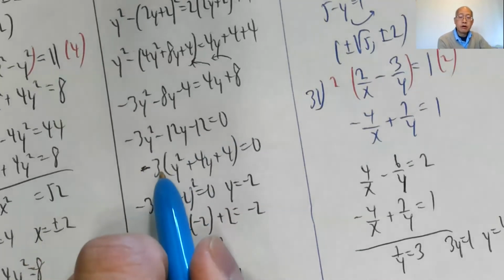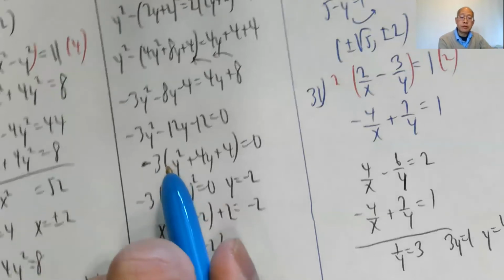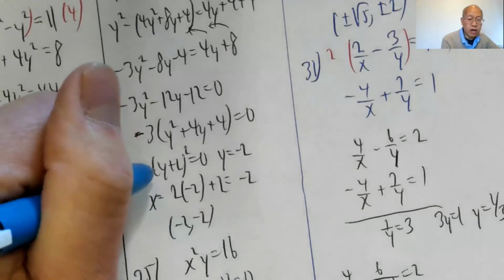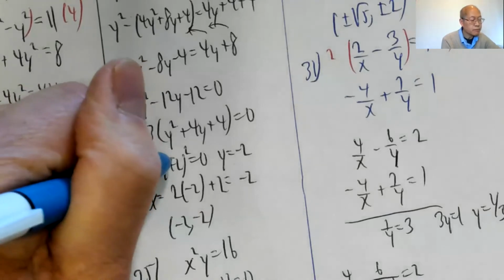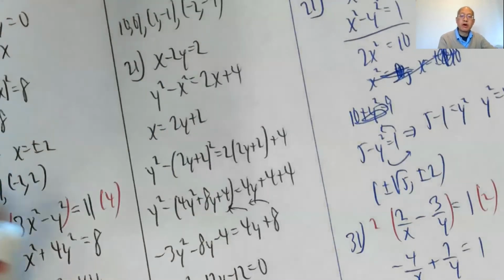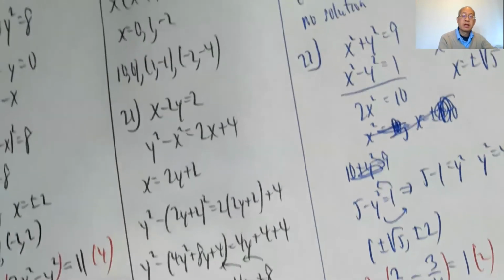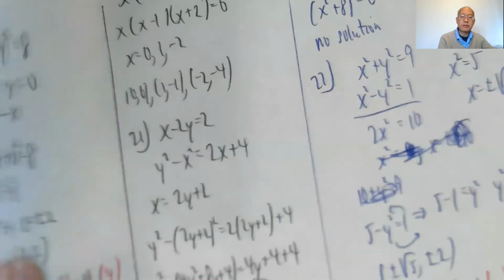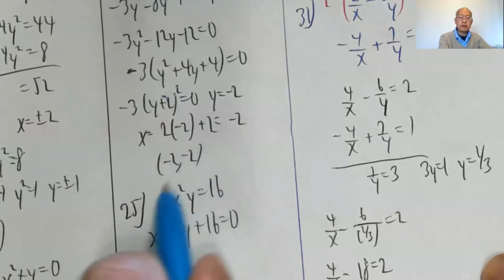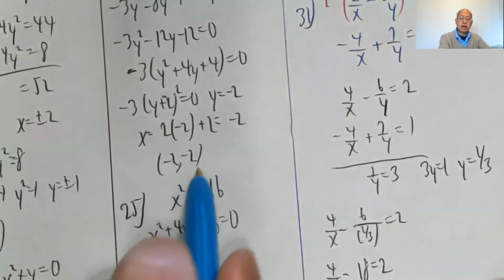Factor out a negative 3. That gives me y squared plus 4y plus 4 equals 0. Which factors into negative 3 times y plus 2 squared equals 0. So y equals negative 2. Plug in for x. X is 2y plus 2. So 2 times negative 2 plus 2 is also negative 2. So the point of intersection is negative 2, negative 2.